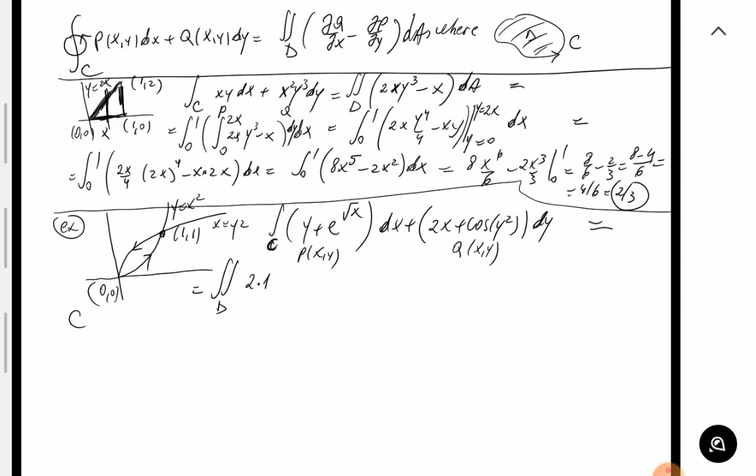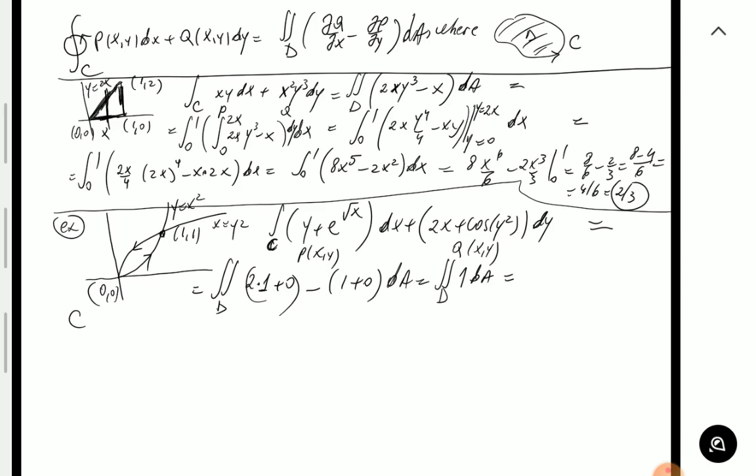So it's 2 times 1 plus 0, right? That's dQ/dx, minus dP/dy, which is 1 plus 0, because again, e to the root x doesn't depend on y, so it disappears completely when you take partial y of that. So actually, it's just the double integral of a constant, which is as easy as it gets. 2 times 1 minus 1, which is 1 dA.